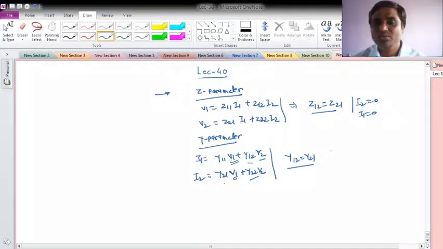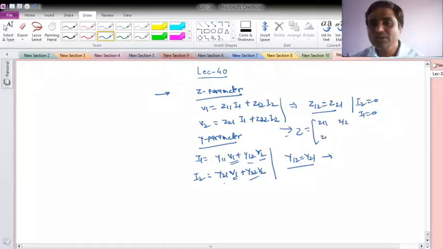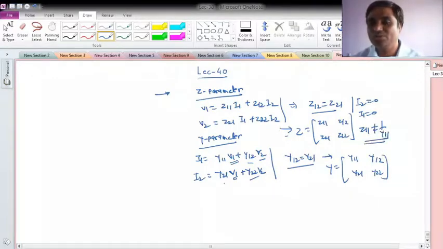It is also to be noted that you can obtain the Y parameters and Z parameters from each other. If you know the Z matrix, for example Z11, Z12, Z21, Z22, you can compute the Y parameters using Z inverse, and if you know the Y parameters, you can compute Z using the inverse of Y. But remember, Z11 will not be equal to 1 over Y11, this is not true.